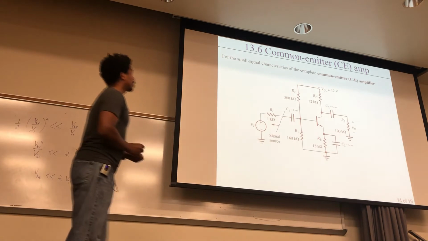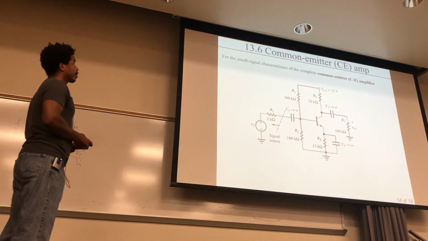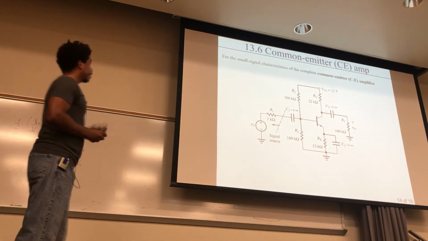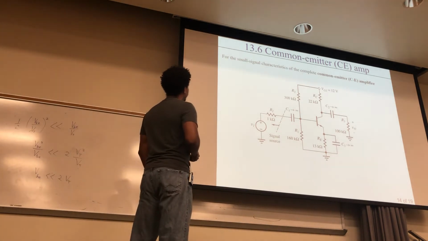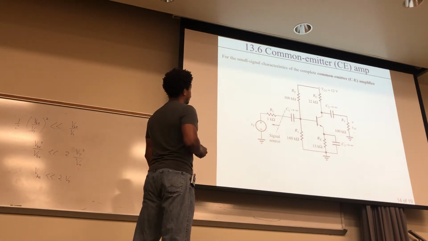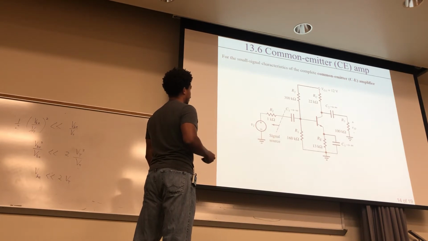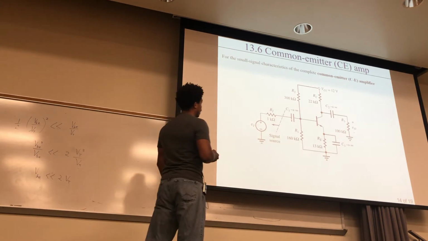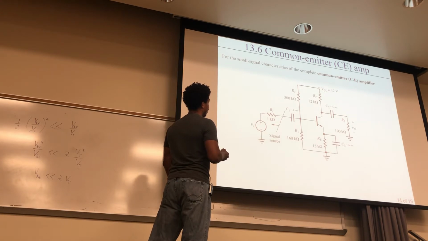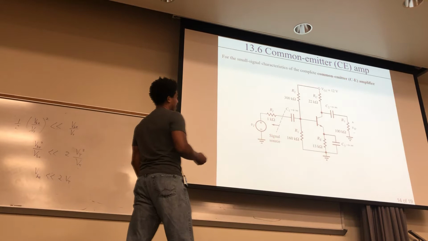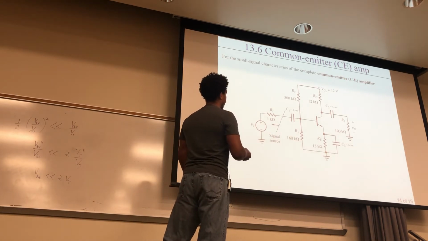All right, so let's look next at the common emitter amplifier. For small signal characteristics, this is going to be for the common emitter amplifier, and it looks like this. And you can see some DC blockers here and here, and now we know more clearly what these do and why. And this right here is AC bypass.